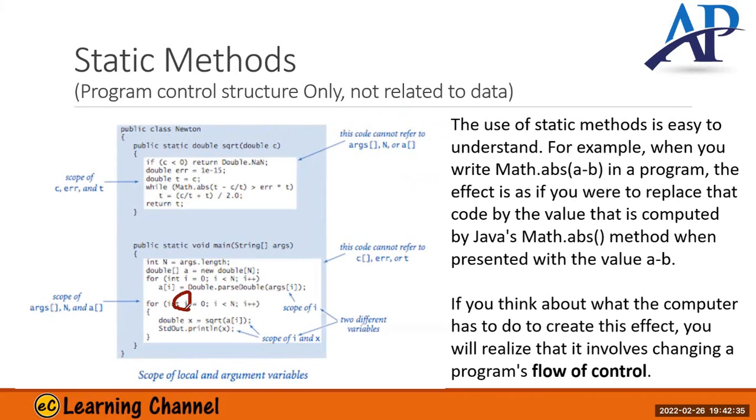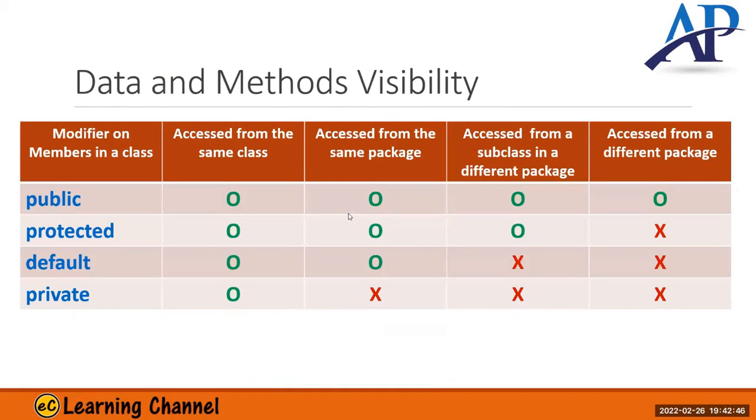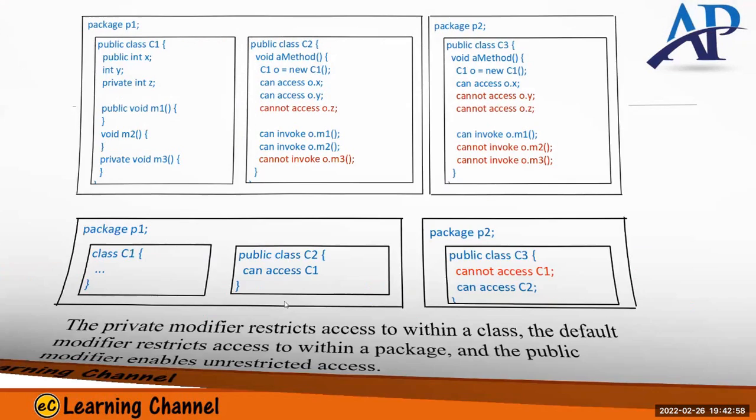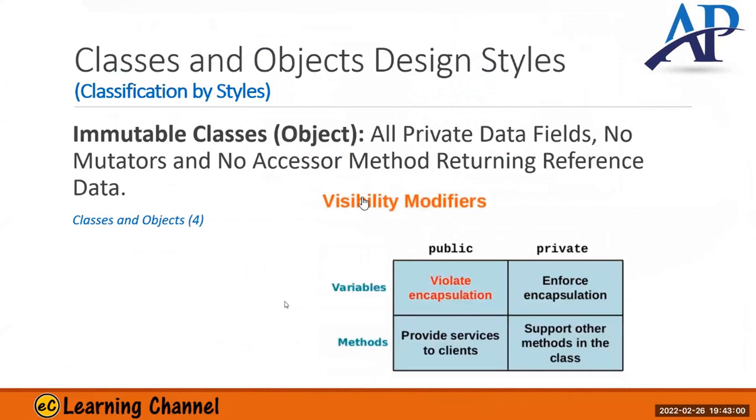And for the for loop, you have I, which is a loop level variable. It will exist when the for loop exists. Also look at the public variable: you can see it at any location. Default variable, same package or same class. Private variable, only the same class. So this one's okay.